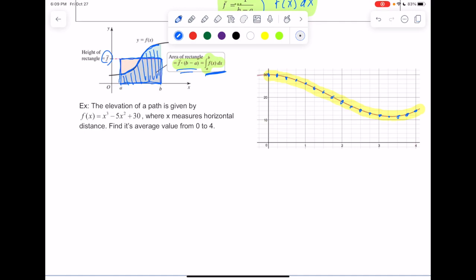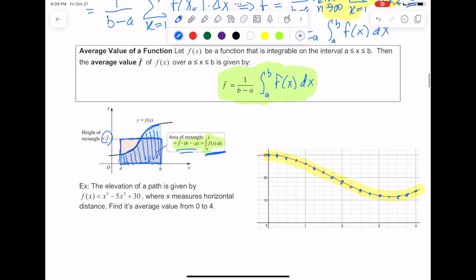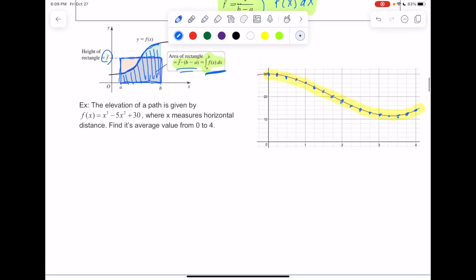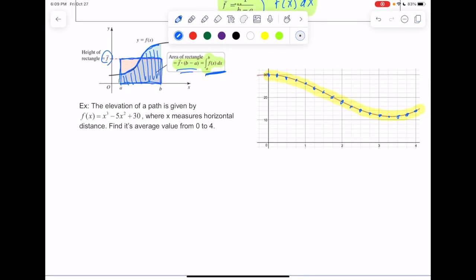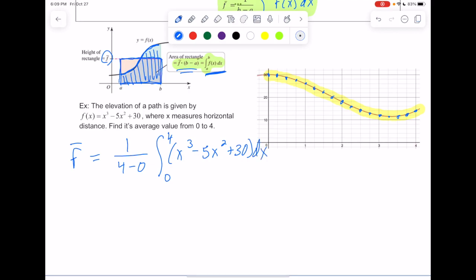Much better to use this formula up here for f bar equals. So that's what we're going to do. If you want the average value of the function, that's f bar. F bar will be equal to 1 over the length of the interval, which is 1 over b minus a, so 1 over 4 minus 0. You do the definite integral from 0 to 4 of the function. And our function is just a polynomial, so finding the antiderivative will be straightforward. Plugging in will be maybe a little messy, but we'll survive.